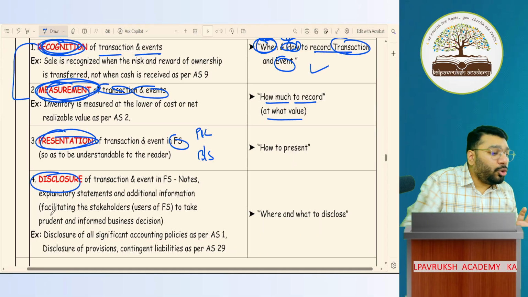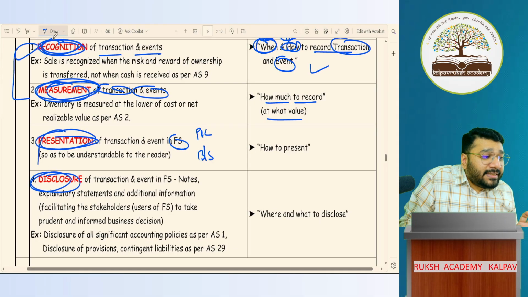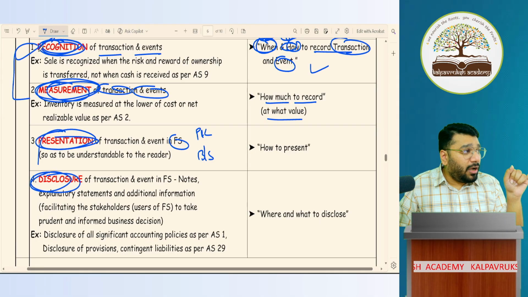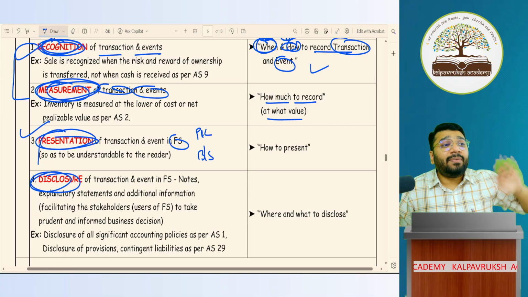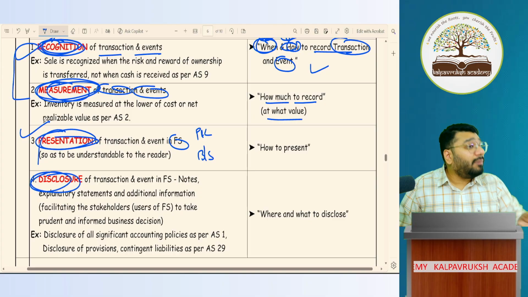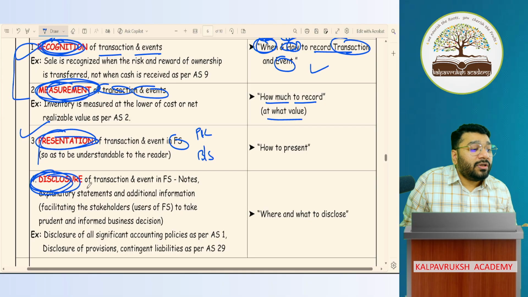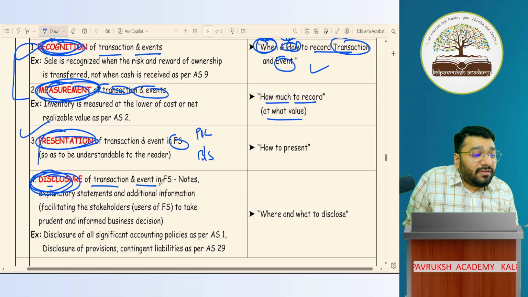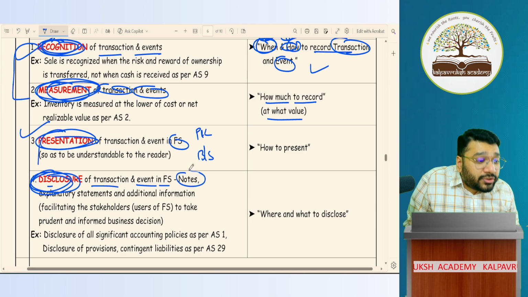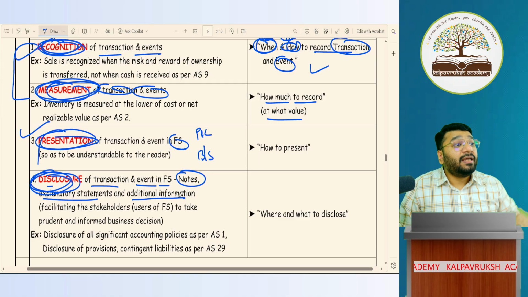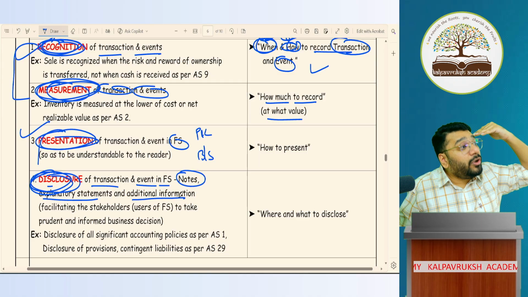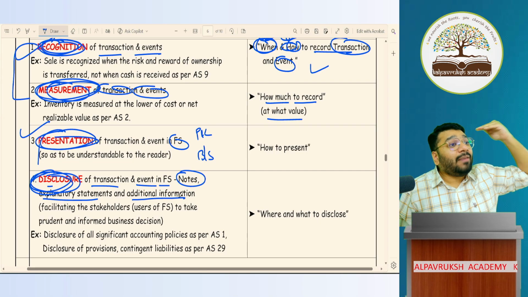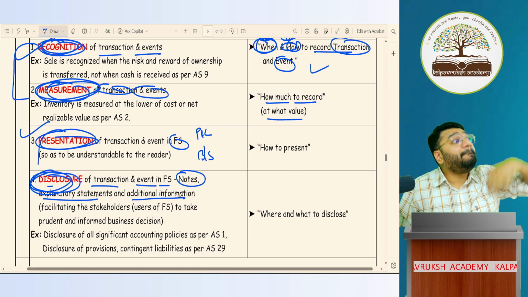Then comes disclosure. Means recognizing an entry in the books of accounts, presenting them in the financial statement alone is not sufficient. There are some data which you have to disclose. So disclosure of transaction and event in the financial statement. You have to give notes. You have to give explanatory statements. You have to give additional statements or information, upon reading which I will be able to understand about your company. I'll be able to understand your financial statement in a better way.